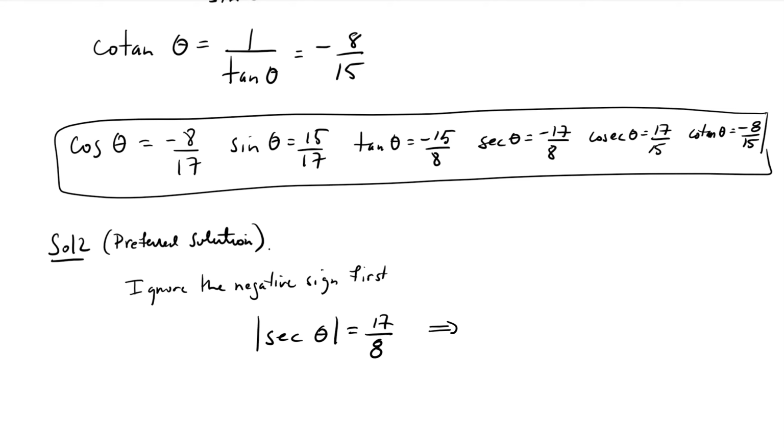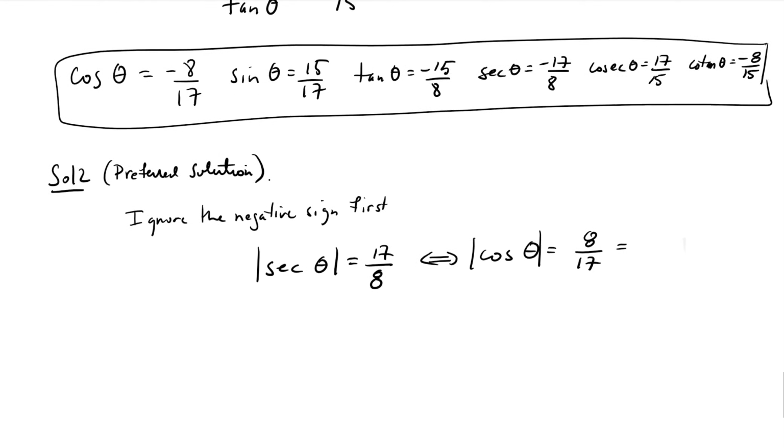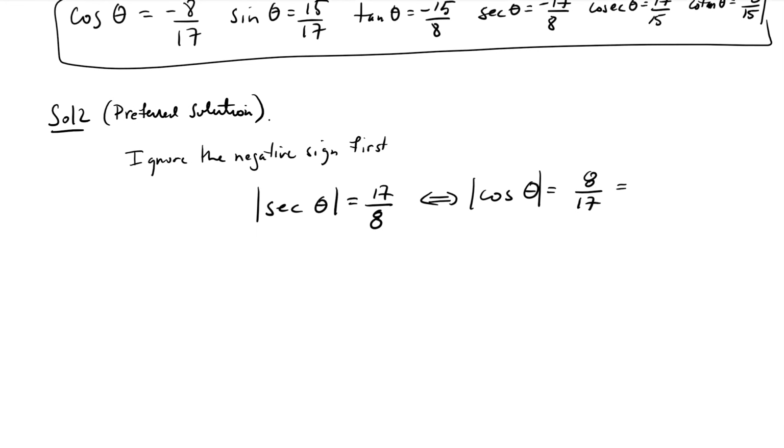Which means that I don't like to work with secant. I prefer to work with cosine. Secant is 1 over cosine. So the absolute value of cosine is 8 over 17. And I'm going to look at that as the cosine of something. Okay. So cosine is what? It's opposite over, no, cosine is adjacent over hypotenuse. So with this in hand, I'm going to construct a right triangle which shows this feature.